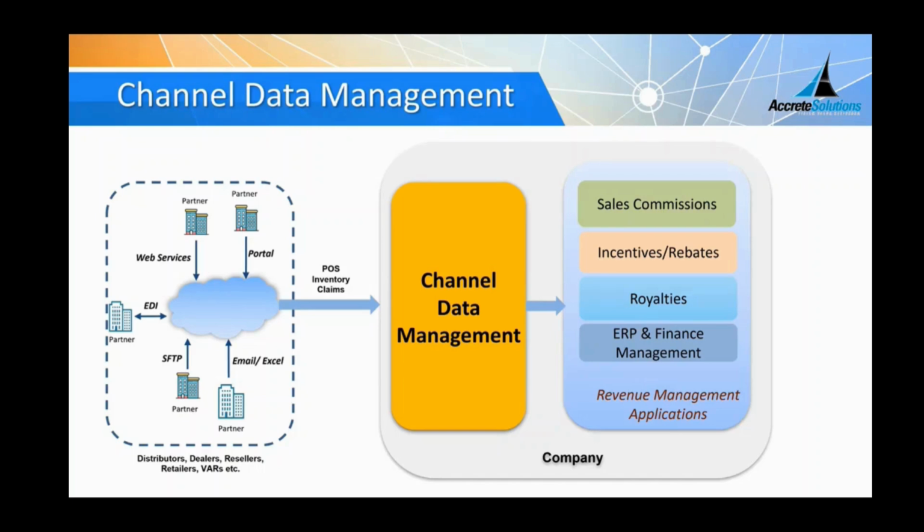So that's where it's important that manufacturing companies are able to collect the data from their channel partners, whether it's from distributors, resellers, dealers, etc., and convert that into revenue quality data that you can use for all the downstream revenue management applications. I categorize the applications like sales commissions, incentives and rebates, royalties, your finance management systems. These are all your standard revenue management applications in an enterprise. So to get the right data, that is where channel data management comes into the picture.